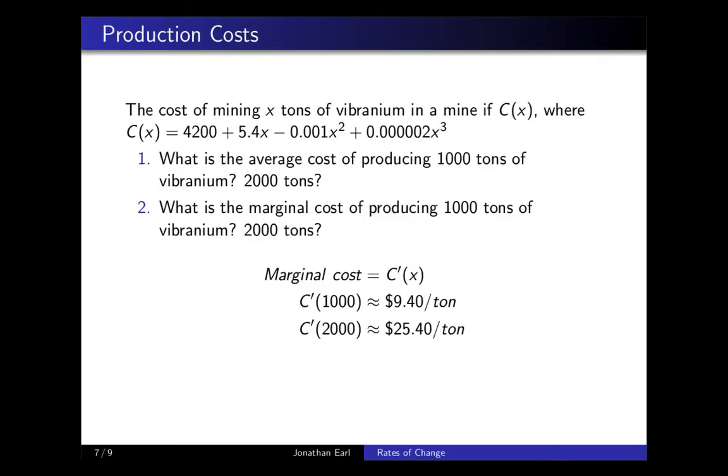And then the marginal cost is going to be equivalent. The other way you could say it is it's the cost of producing one more unit. So at 1,000, you're looking at a cost of $9.40, which is saying that after you've produced 1,000 tons, it'll cost you another $9.40 to produce the next one. Maybe depending upon what you can sell your, in this case, vibranium for, maybe you can sell it for more than $9.40, so it's worthwhile to produce the next ton. But once you produce 2,000 tons, it's going to cost you $25.40 to produce your next ton, which is probably not worthwhile.